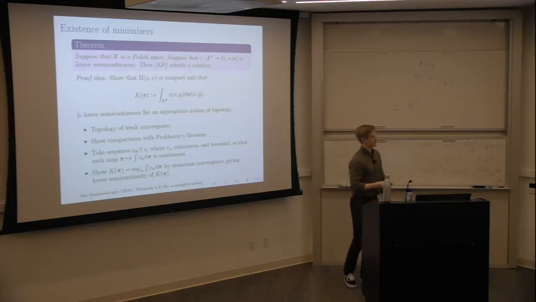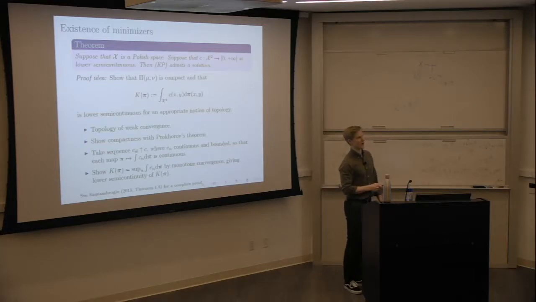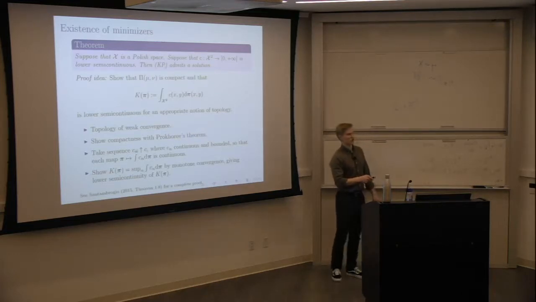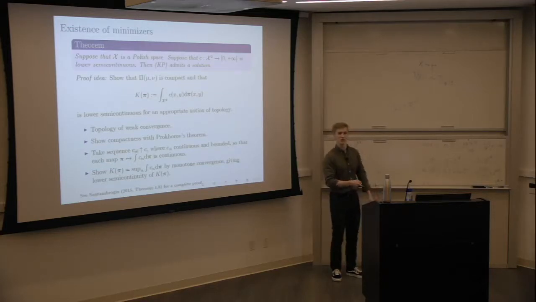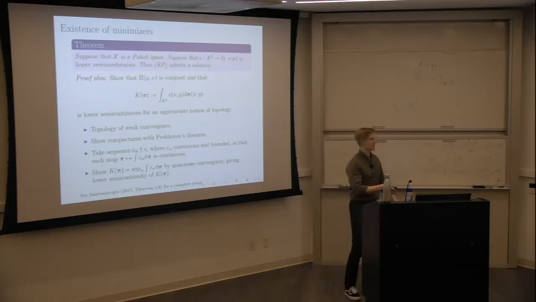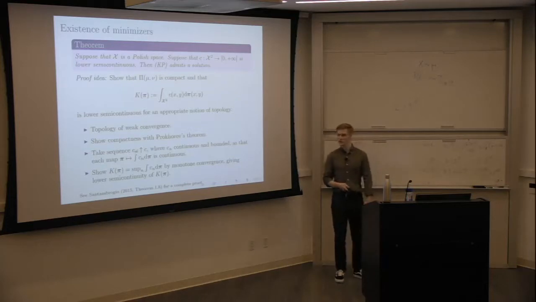And what's the idea behind the proof? Well, define this functional. It takes a coupling pi and evaluates the cost associated to it. Under the lower semi-continuity assumption on C, we can show that this functional is lower semi-continuous. And we're minimizing over a compact set. The set of couplings turns out to be compact. So these are functionals and subspaces of the space of probability distributions. So we need a notion of topology for that space. And the notion of topology that's appropriate in this case is the topology of weak convergence.